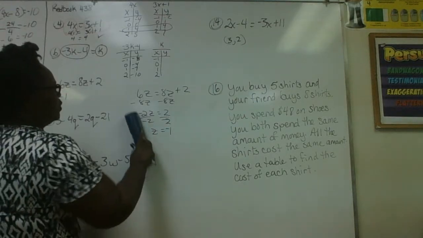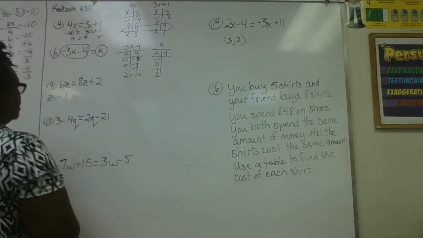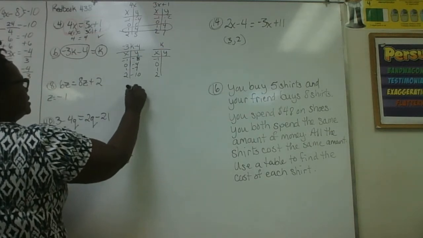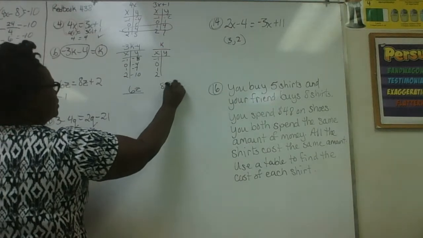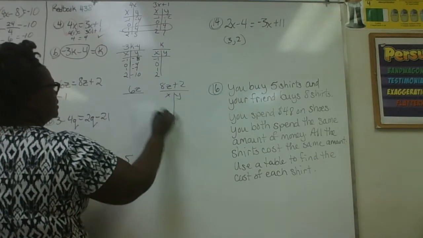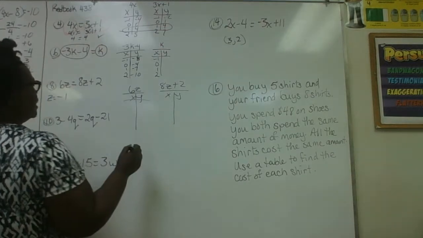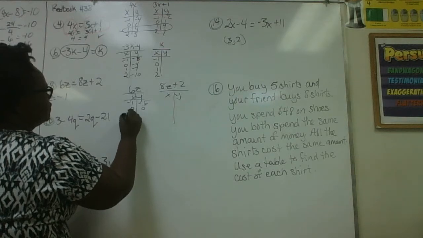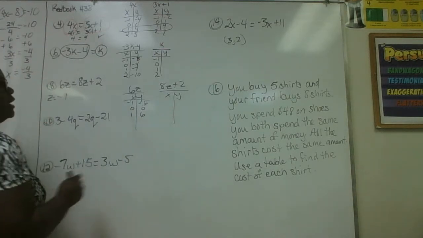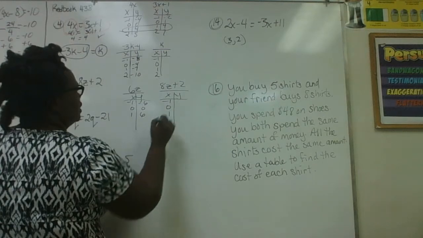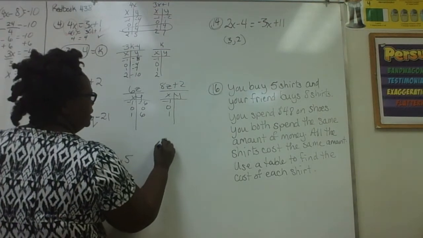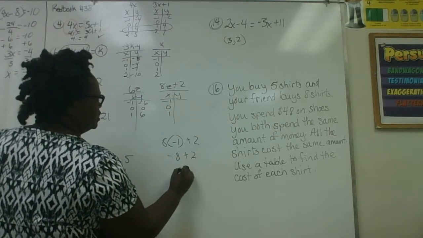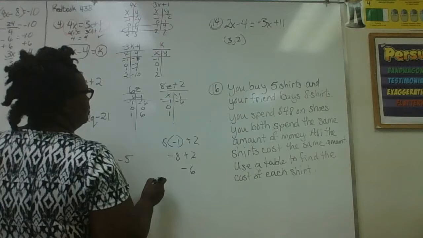And if we use a table, the table would be for our 6z and then our 8z plus 2, x and y. In this case, if x is negative 1, this is negative 6. If x is 0, this is 0. If x is 1, this is 6. Okay? Here, negative 1, 0, 1. All right? 8 times negative 1 plus 2 will give us negative 8 plus 2, which will give us a negative 6. All right? We have a match.